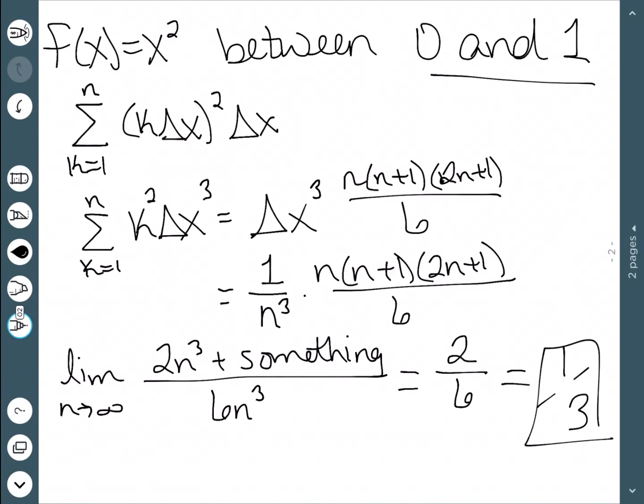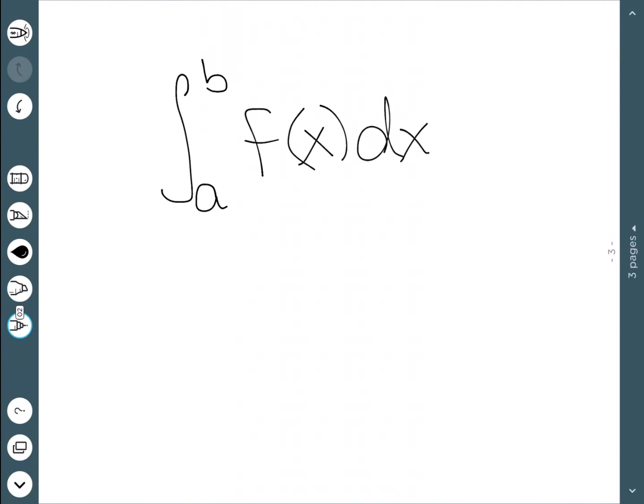Let's look at another example. So we can just take the limit of this sum as we go out to infinity and we'll get the results that we need. But there is some shorthand notation. A lot of times we'll write this using this term.